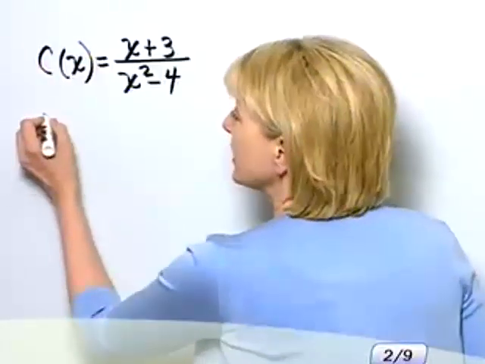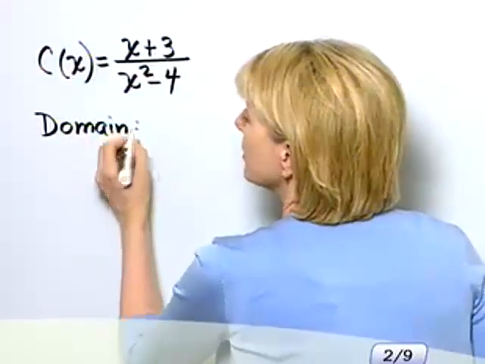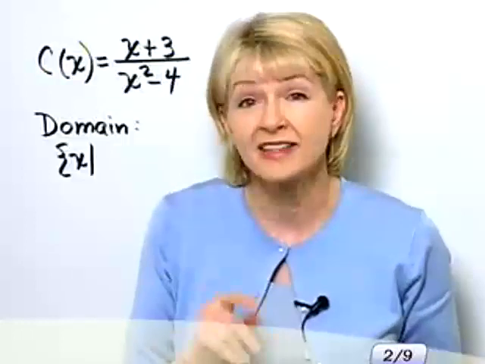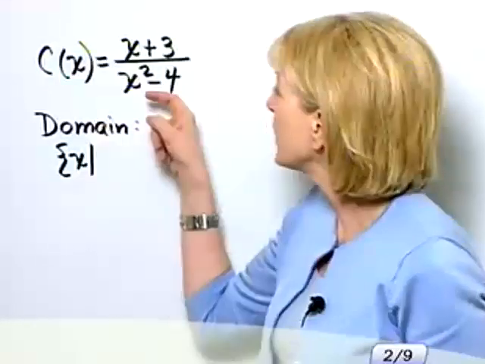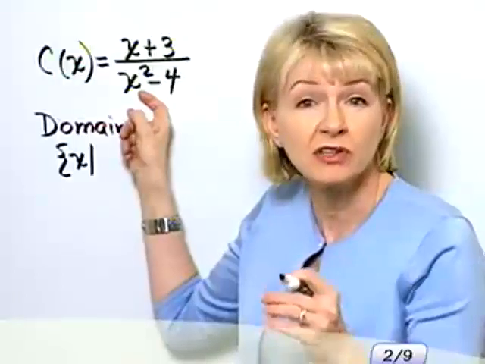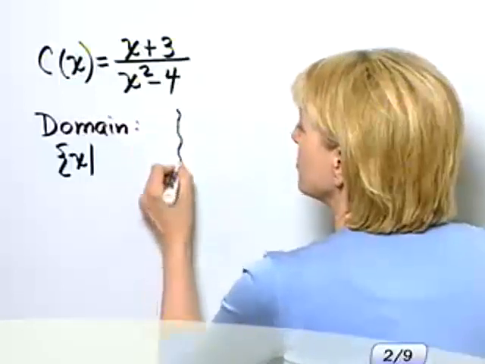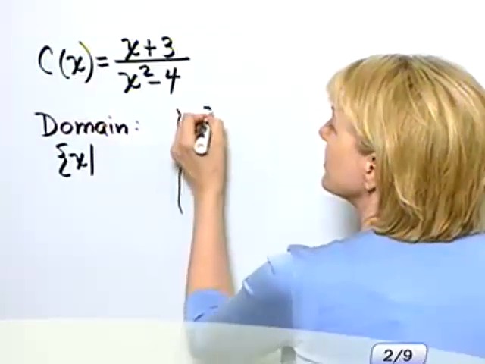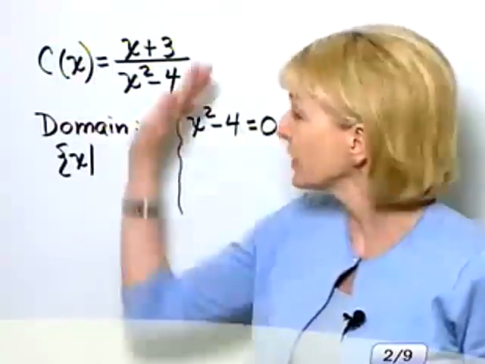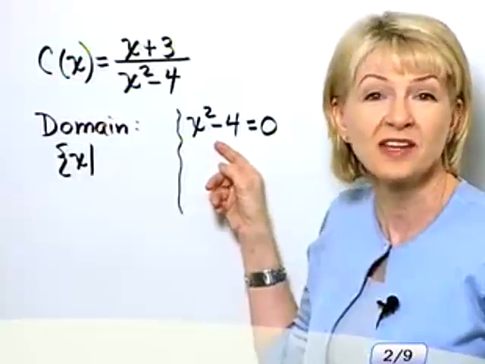So, the domain consists of all real numbers except those that make the denominator 0. Now, by the way, what numbers make the denominator 0? Sometimes you can do it by inspection. If you need to, let's just take a moment and let's set that denominator equal to 0. Forget everything else and concentrate on this equation.